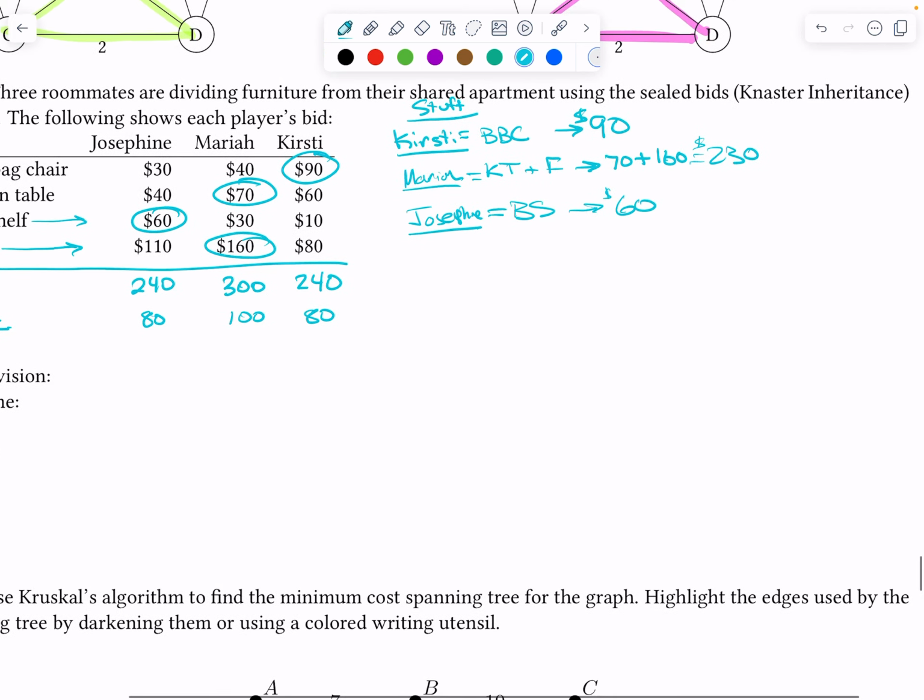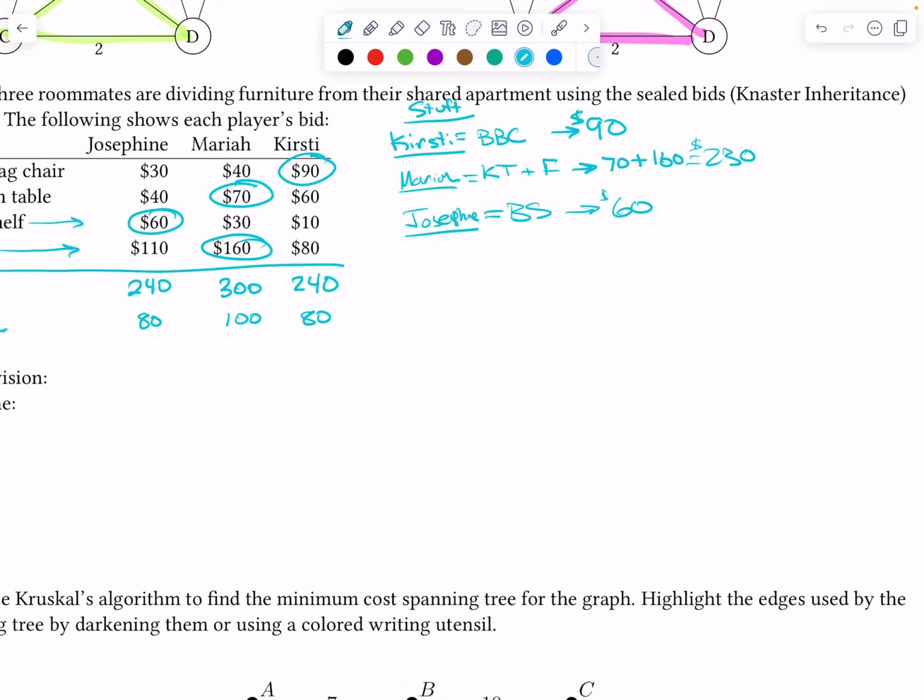But we can do this. Okay, so next we're going to figure out the excess. I'll be very careful. Stuff minus the fair share for each of the roommates. So Josephine, her stuff was $60. The fair share she thought would be $80, which means that she got $20 less than a fair share. Then we have Mariah.